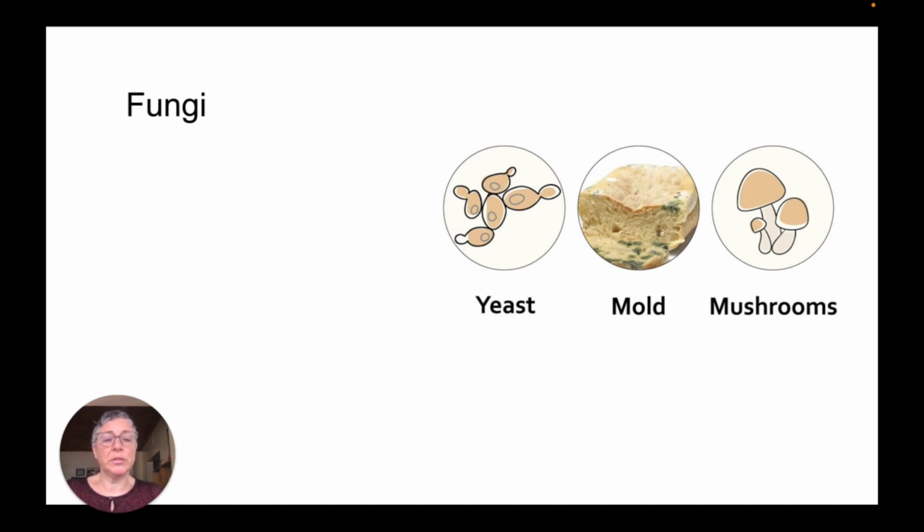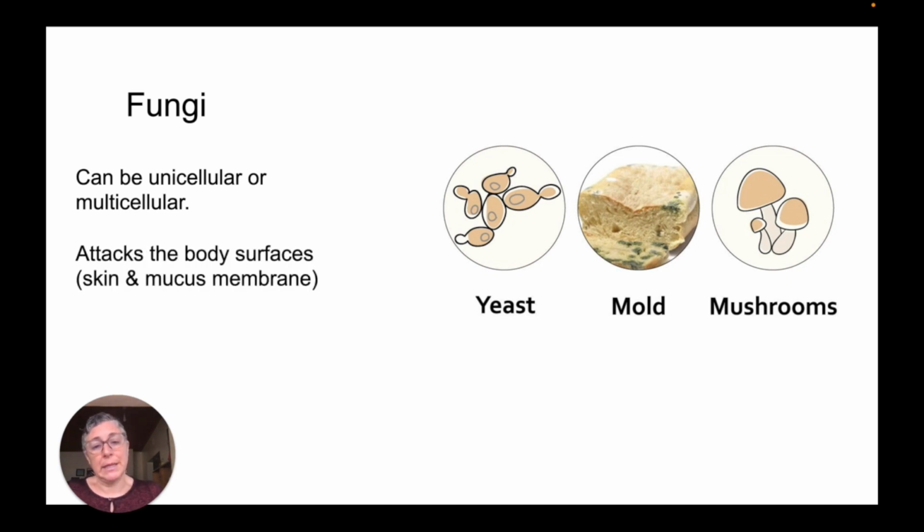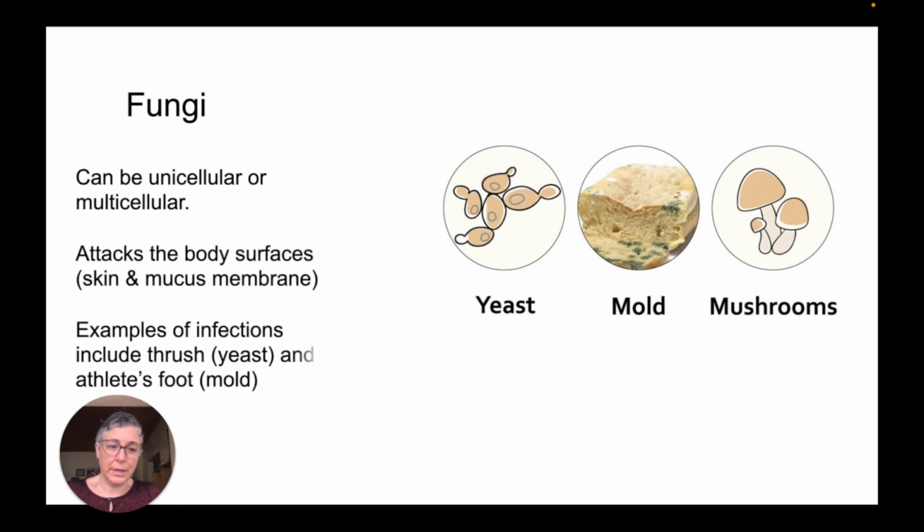The second one that we want to look at are fungi, and the examples of fungi that are in that particular kingdom are yeast, mold, and mushrooms. And so fungi can either be unicellular, like in yeast, or multicellular, like mushrooms. And fungi are going to attack the body surface of the host organism. So that would be like the skin or mucous membrane of an organism. And so some examples of fungal infections are things like thrush, which is caused by yeast. That typically happens in the oral cavity, the mouth, and athlete's foot, which is caused by a mold.